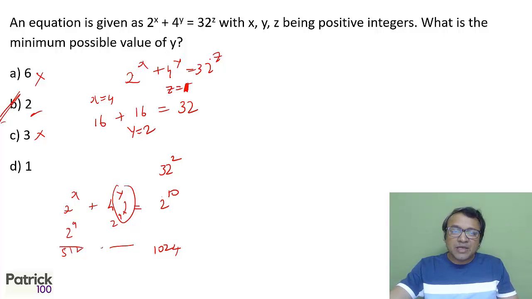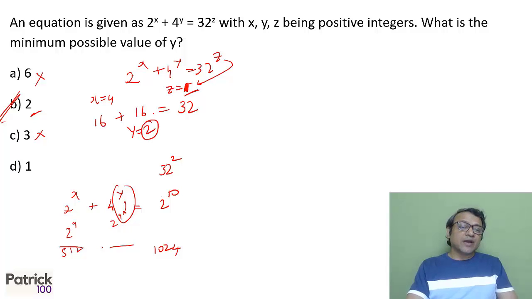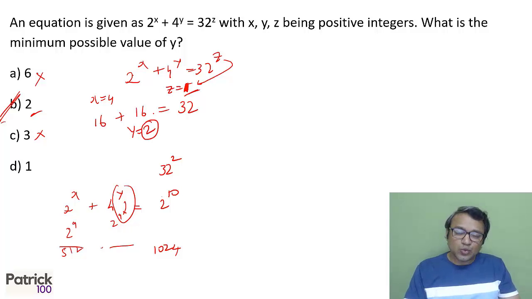So here, as I said, the minimum value will be when you take the minimum value for z, 1, and then put the values of x and y which satisfy. y equal to 2 will be the minimum value that will satisfy. Therefore, the answer is 2. Substituting values becomes easier to solve in this case.